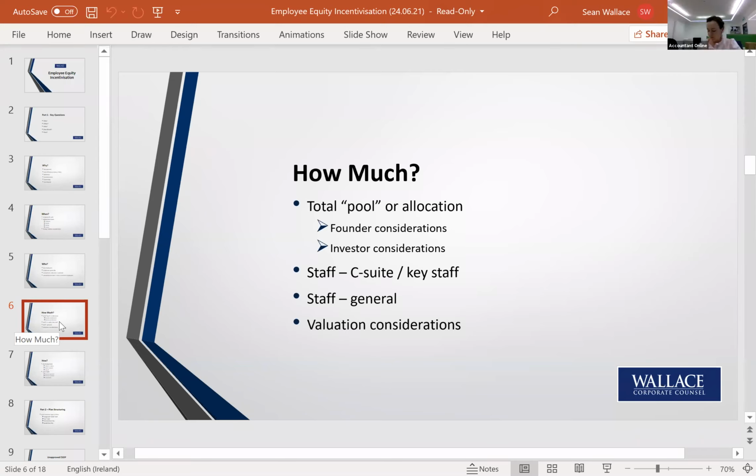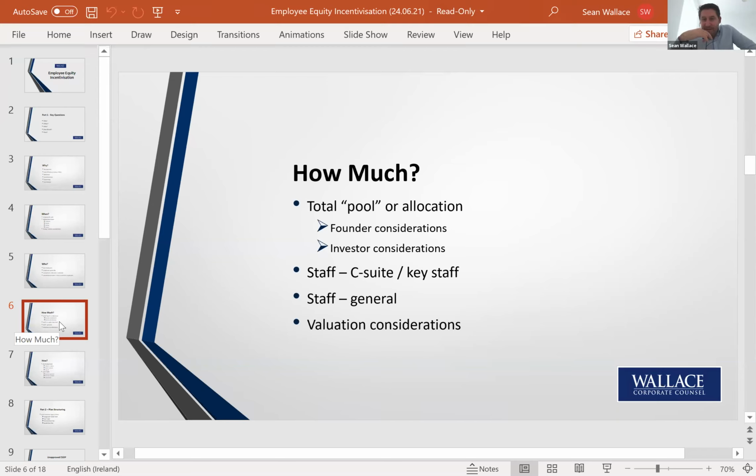Understood. And then the last point is really valuation considerations. If I'm valuing my business at $500,000, then 10% is 50 grand. That may not move the dial sufficiently for employees. Whereas if my business is valued at 10 million, then 10% is 1 million. That's a big pool to be able to allocate in value terms. So that helps sometimes answer the question, how much. And employees will want to know, well, what's my option, or what's my share worth?